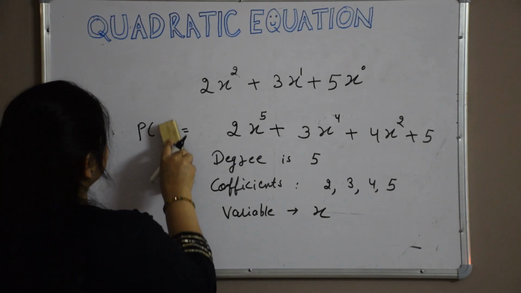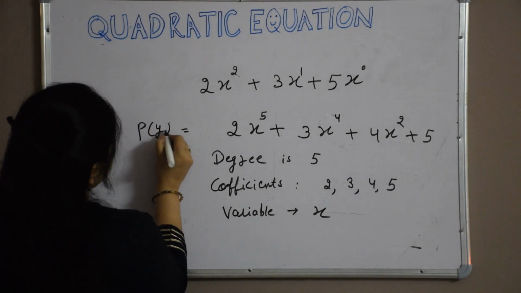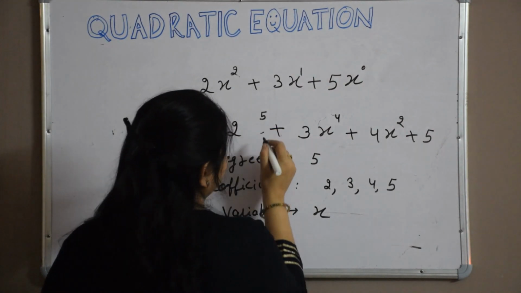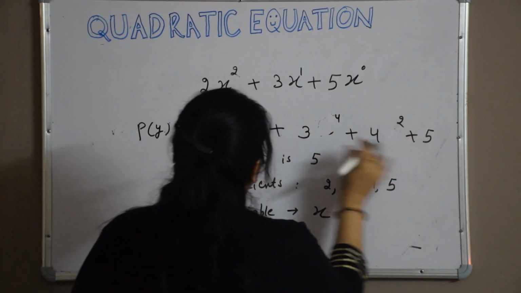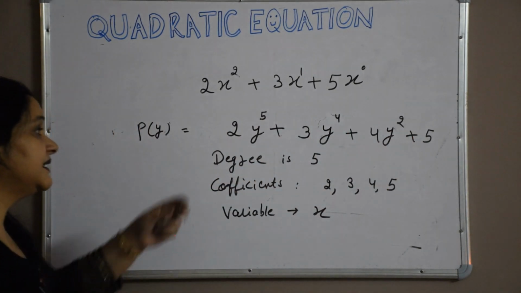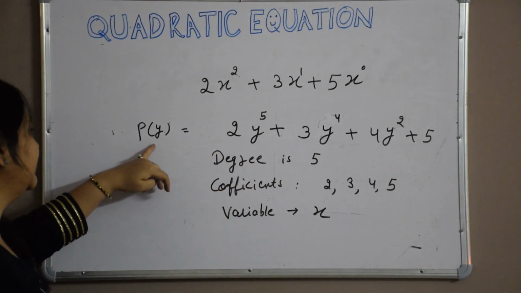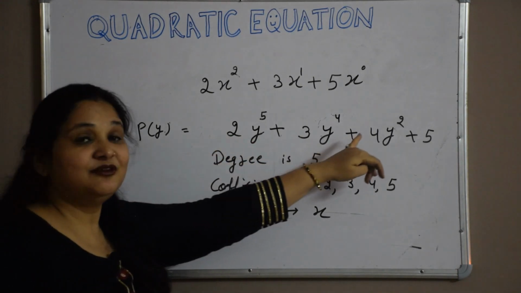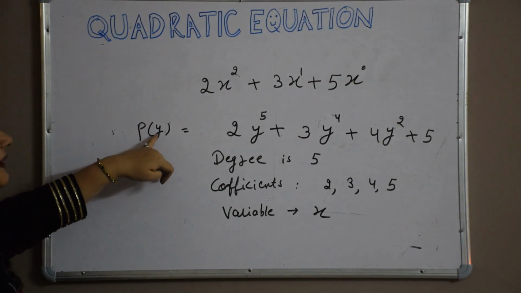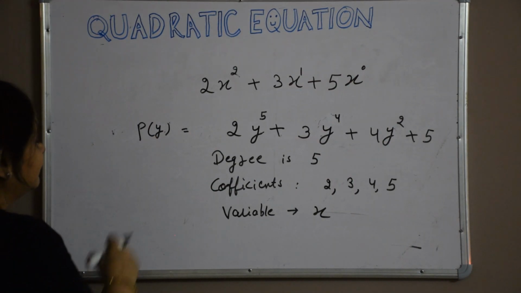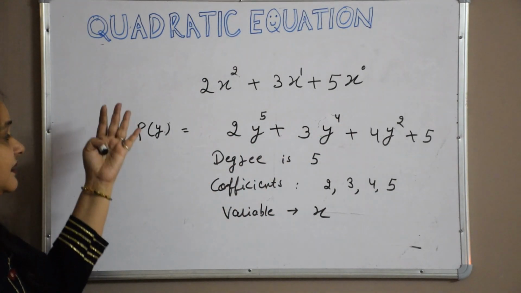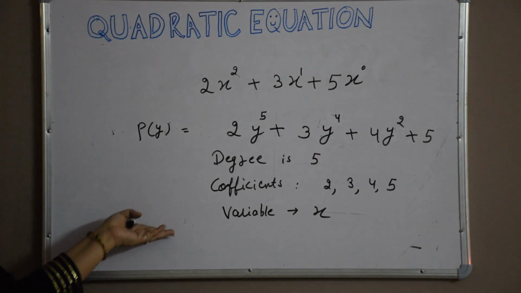And it is not always that we will use x. We can use any variable. We can use y, we can use z. Now I am using y. It is again the same polynomial with the variable y. If I am taking variable y here, then here I will also put p(y), because whatever variable is here, we show it here. I think you got what a polynomial is.